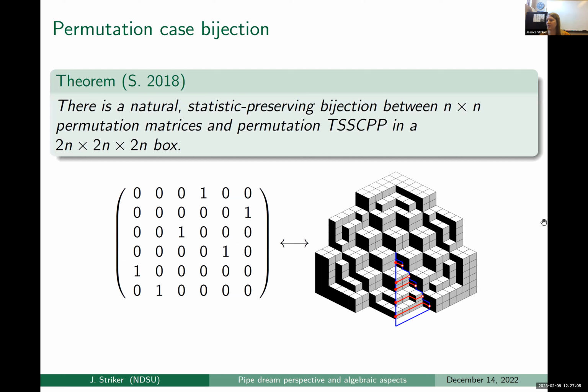Okay, but what can we do as far as bijections are concerned? So a good place to start when you're trying to do anything with alternating sign matrices is with permutation matrices, because we understand those very well. So as it turns out, you can figure out which ones of these TSSCPPs correspond to permutation matrices.